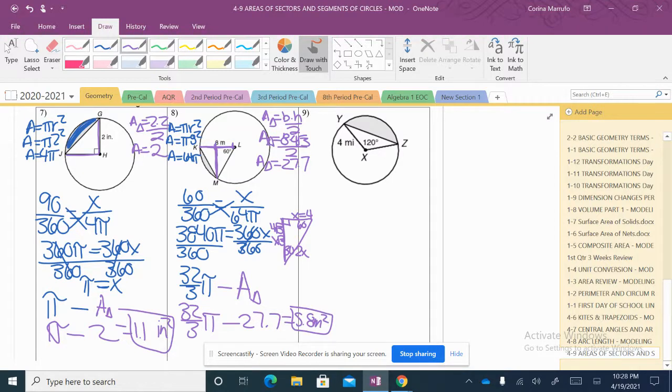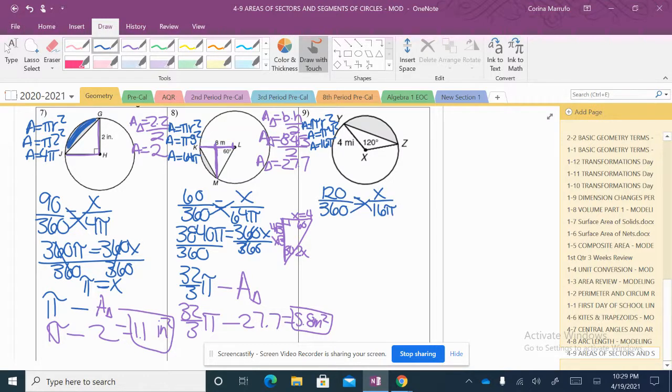All right, so last example here. We're going to do the exact same thing again. So we're going to find the area of the sector. So 120 degrees is our sector. We're going to take the area of the sector, which we don't know, divided by the total area of the circle. So the total area is going to be pi r squared. In this case, my radius is 4. So that means that my area is 16 pi.